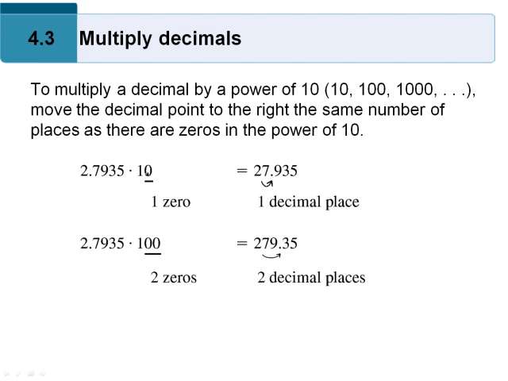That means you're going to move the decimal point to the right one place, okay? When we have times 100, there's 2 zeros, and so we move the decimal point 2 places to the right. So you always move it the same number of places as there are zeros in your power of 10. All right?